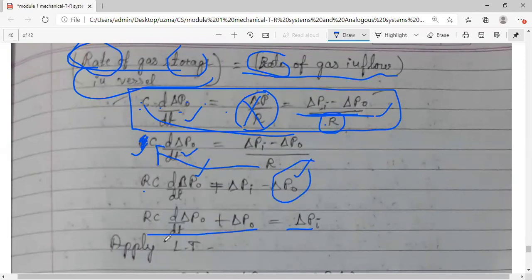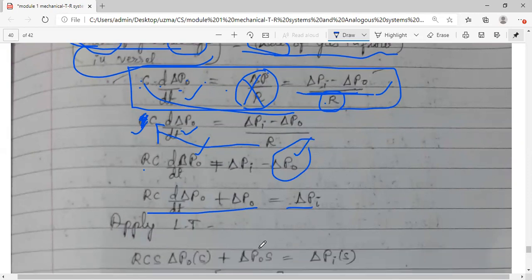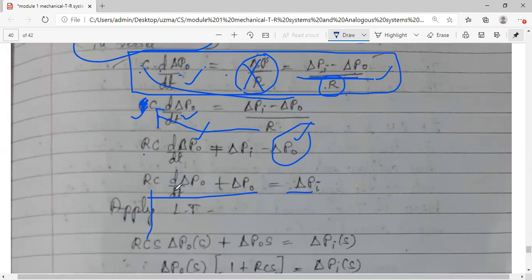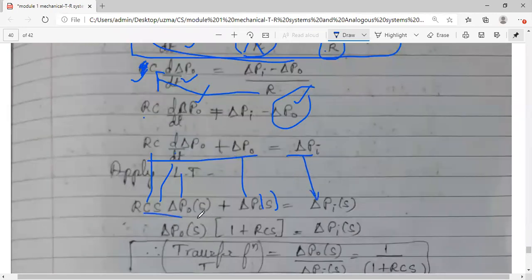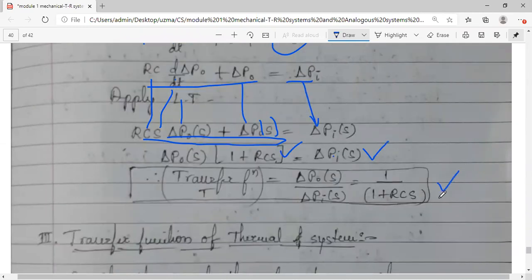Now you can apply the Laplace transform because I want output by input. Apply the Laplace transform. RC, one time differentiation, take S: RCS delta P naught of S plus delta P naught of S, sorry I forgot to put a bracket, is equal to delta Pi of S. So here delta P naught of S is common. Take that outside. You will be left with 1 plus RCS is equal to delta Pi of S. So I want output by input. Take P naught by Pi, so take the transfer function. You will get 1 divided by 1 plus RCS. Hope you understood this part.